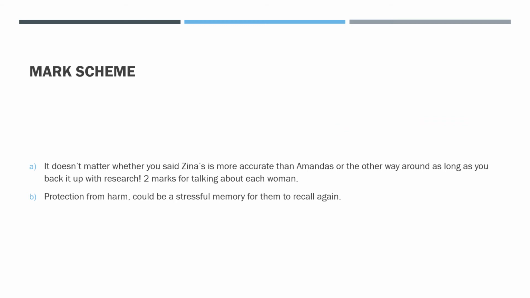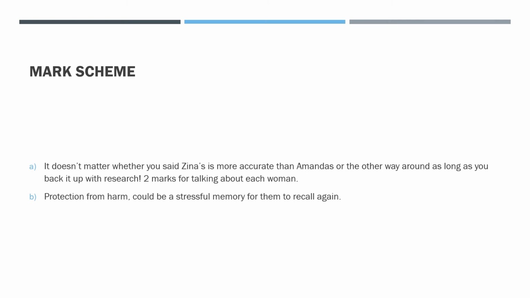So let's have a look at our mark scheme then. For A, it doesn't matter which way round you said it. It doesn't matter whether you said Zena is more accurate than Amanda or whether you said Amanda is more accurate than Zena. You need to back that up. Now, Zena was the most anxious, so you could have used the evidence from the lab study or you could have used the evidence from the real life study to back it up. Essentially, it is 2 marks for each woman.